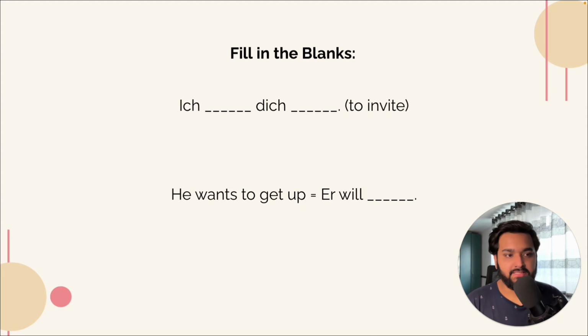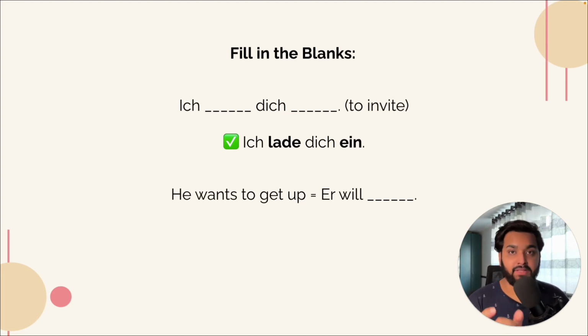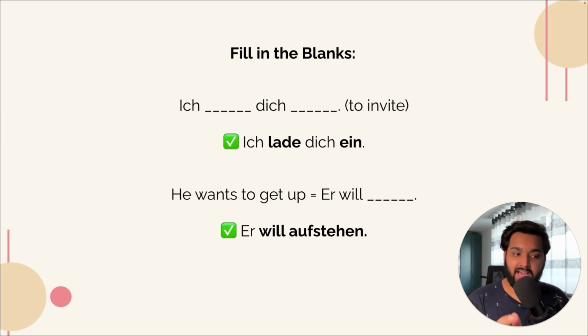Fill in the blanks. Ich dash, dich dash. In this case, let's say I want to invite someone. So how do you fill up the gap? The answer is ich lade dich ein. And the meaning of einladen is to invite. Next we have he wants to get up equal to will dash. In this case you have to guess which verb we should use. And we can use will aufstehen.